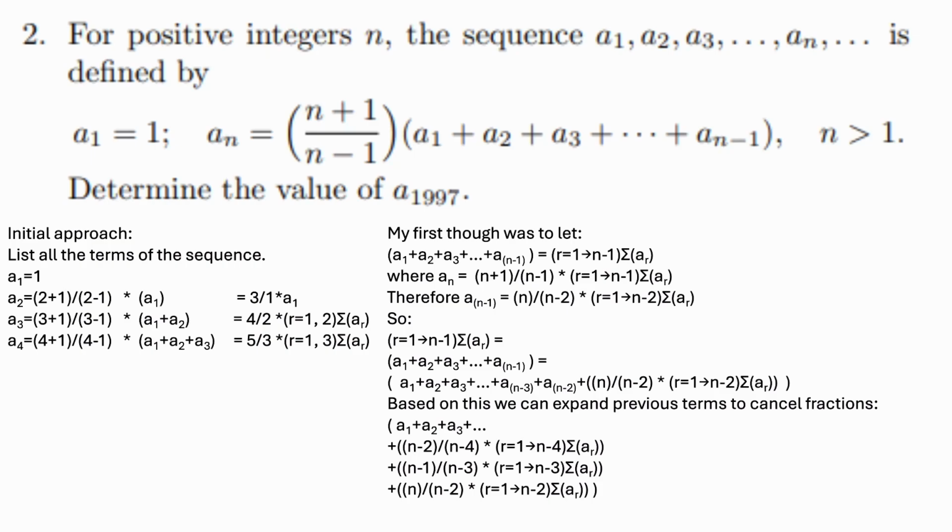And it wants us to find the value of a1997, and the first term of the sequence, a1, is 1.